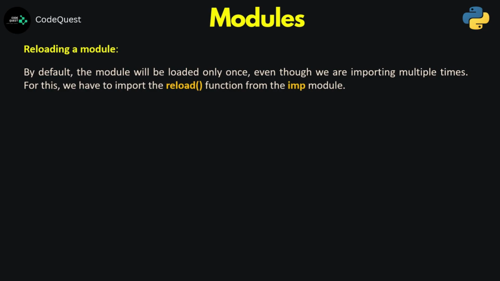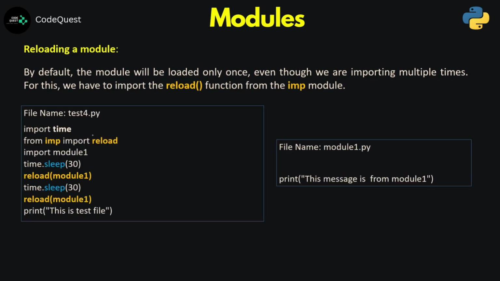So if you want the updated module to be used in your program, then we have to take the help of a reload function, which is available in a predefined module called imp. Let's say we have taken one of the predefined modules, time, because we have to call one of the functions present inside this time module, that is sleep. For the time being, we can say that the sleep function is going to delay the execution of the next statement within this particular time period.